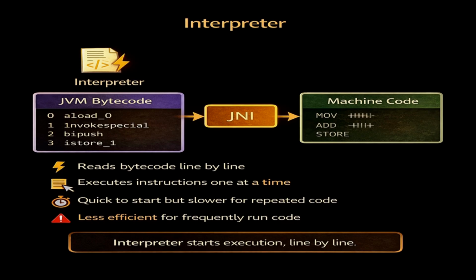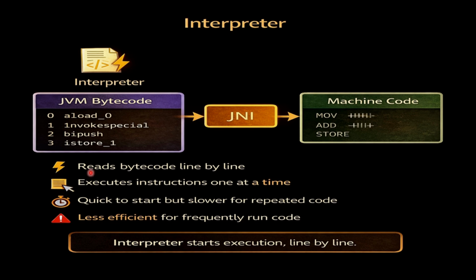Now let's see how an interpreter works. Java source code is compiled into bytecode. The interpreter reads one bytecode instruction and converts it to machine code. It executes it immediately and then moves to the next instruction. So JVM bytecode, with the help of JNI, the Java Native Interface, is converted into machine code.